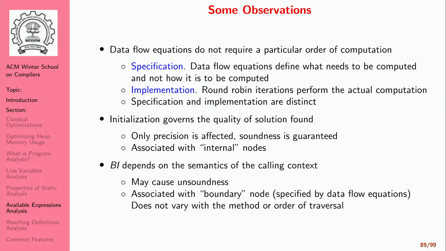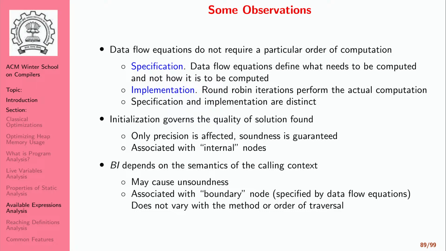So the important point is data flow equations do not require a particular order of computation. Here we are doing it in a forward direction. For live variables analysis we were solving them in a backward direction. As far as the final result is concerned, it doesn't matter in which order you do. The order governs efficiency of solving. How many traversals do you need? That is governed by the order. It does not govern the solution.